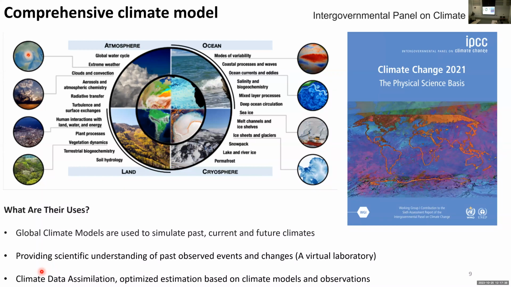Another use of climate models is climate data simulations, which provide a best guess based on the climate model output and our observations to give the most accurate estimation of the climate state, past and current.